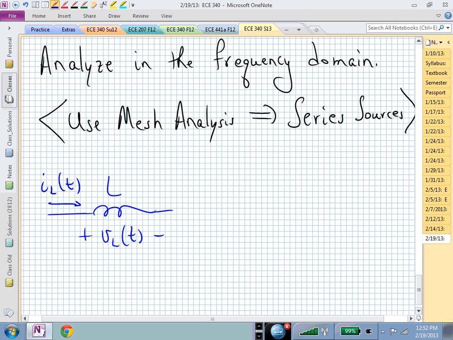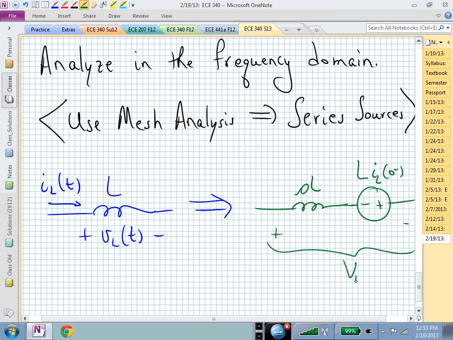And there's our current as a function of time. Now we will replace that everywhere in the circuit. Whenever we have an inductor, we will replace that with an impedance, SL, in series with a source that has a source value that doesn't have any S's in it. It's just L times I sub L of 0 minus, where this drop is V sub L of S, if you need to know what that is, and the current is I sub L of S.